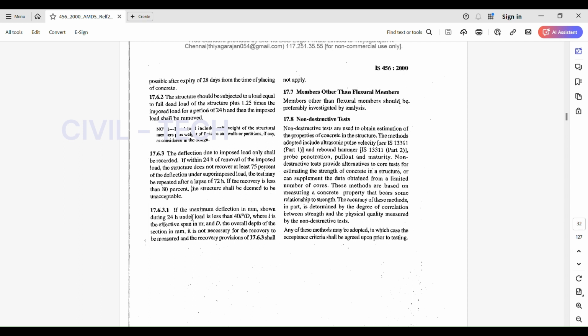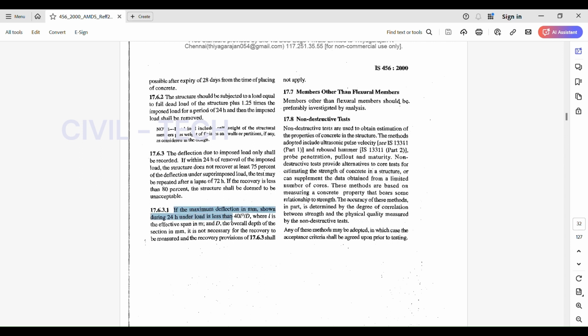If the deflection is not recovered 75%, we need to wait another 72 hours and take the reading again. Otherwise, if the recovery is above 80%, the structure can be acceptable. If the recovery is less than 80%, the structure member can't be acceptable.